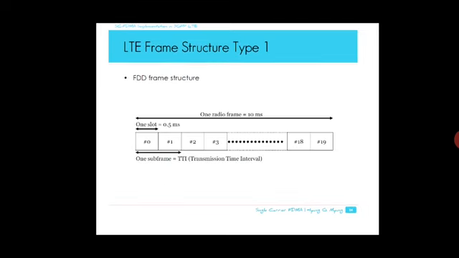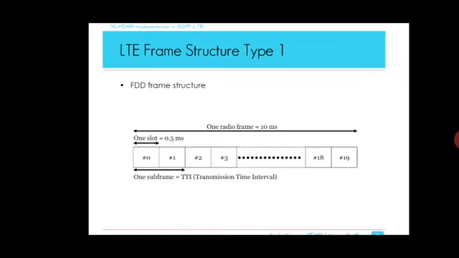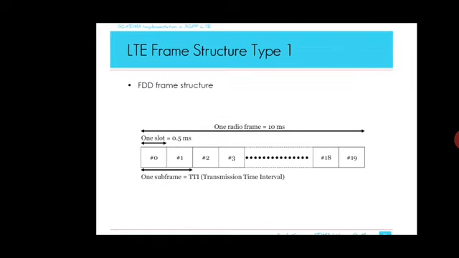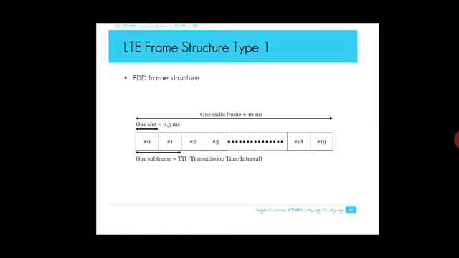Let us see LTE frame structure type 1. Structure 1 will be having 20 slots. I hope you can see here, 20 slots are there. Each slot period will be 0.5 millisecond. Like this, if I take the total, the time period will be 10 milliseconds. Means LTE structure type 1 is supporting 20 slots. We'll see in a further slide what the operation of each slot is.